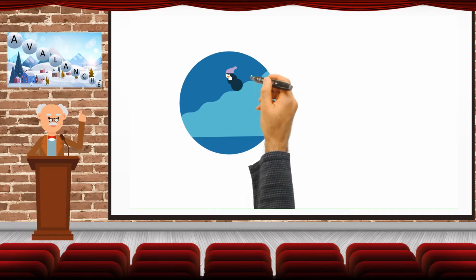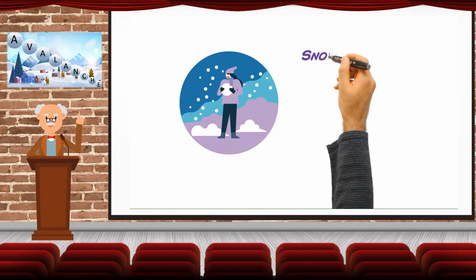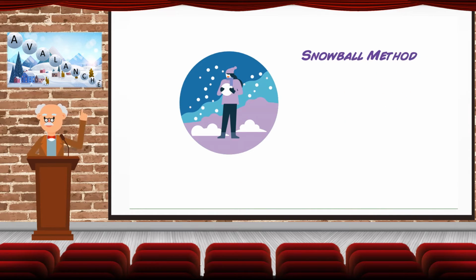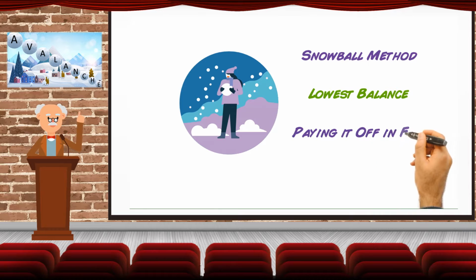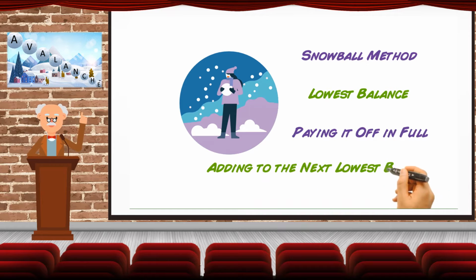In a previous video, we discussed how to pay off debt using the snowball method. With the debt snowball method, your debt is reduced by taking your lowest balance, regardless of interest rate, and paying it off in full, then taking that payment and adding it to the next lowest balance.